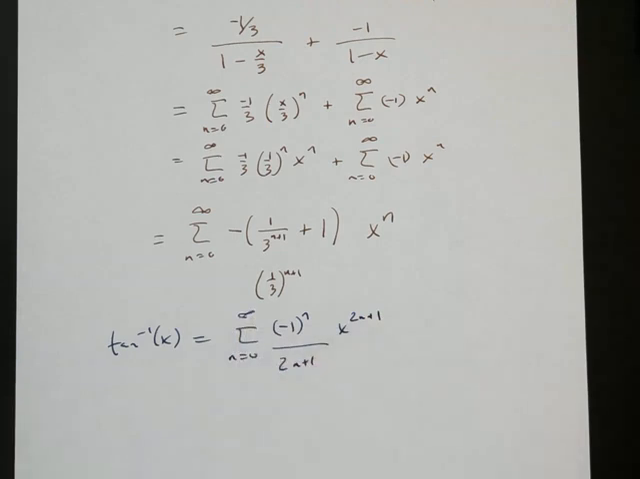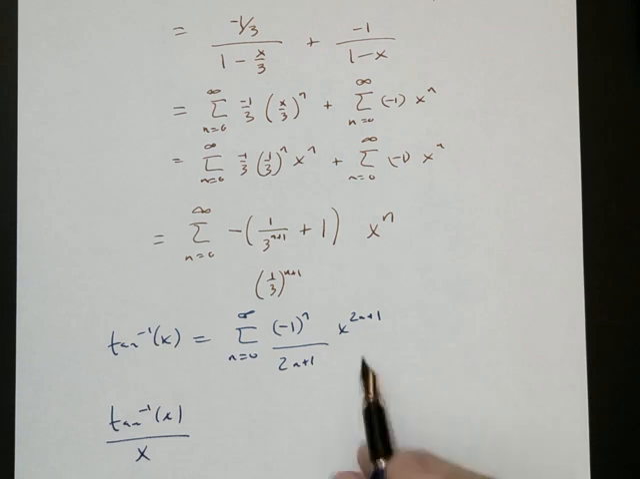Okay, then I'm going to divide by x. That means I have to divide the power series by x, yes? Well, what do I do to the x's that are in here? I have to get rid of one of them. So I subtract 1 from the power.